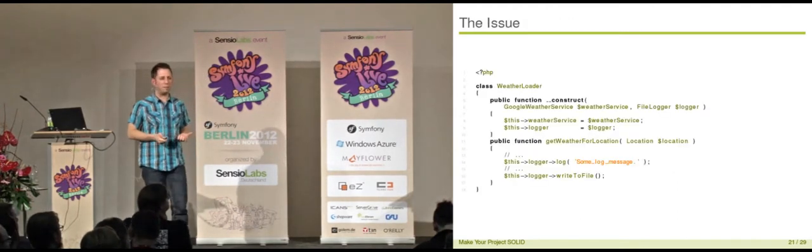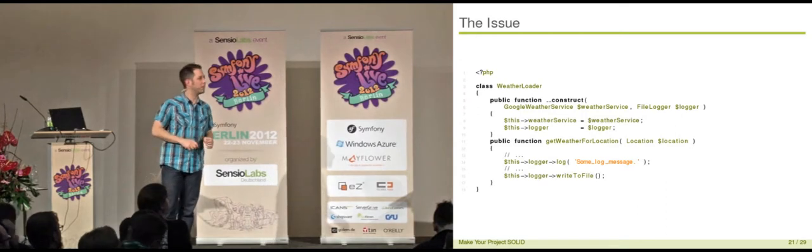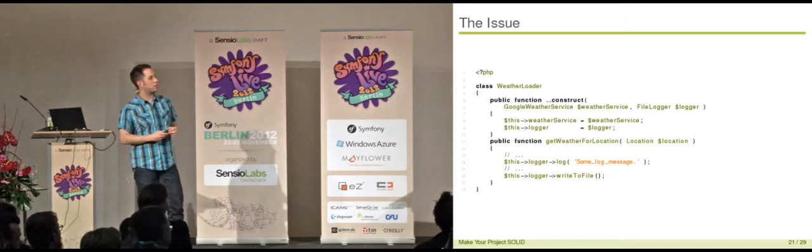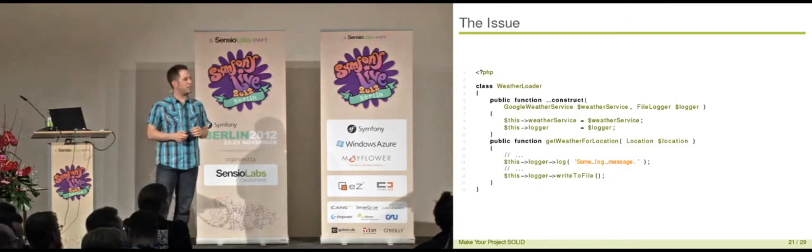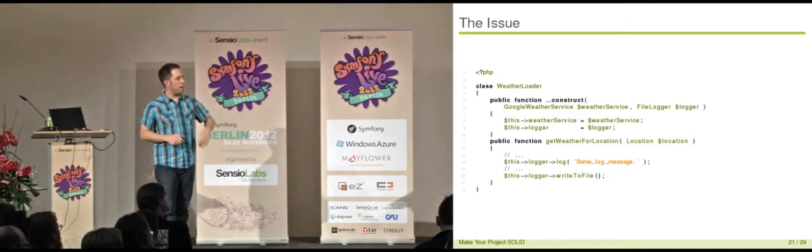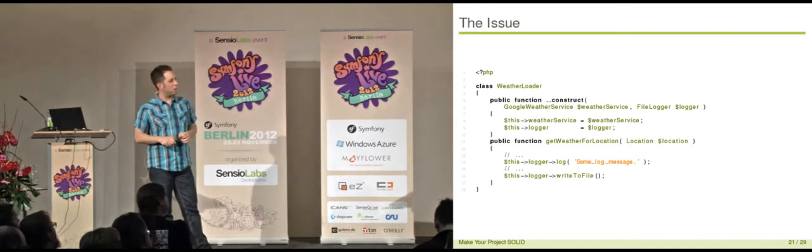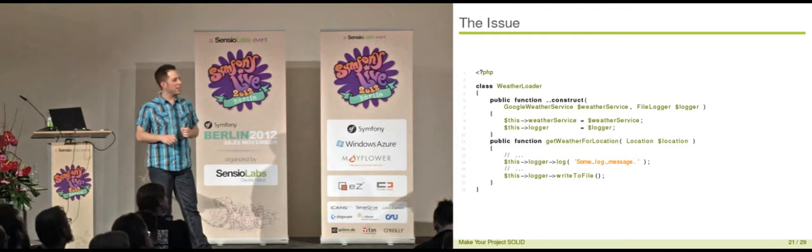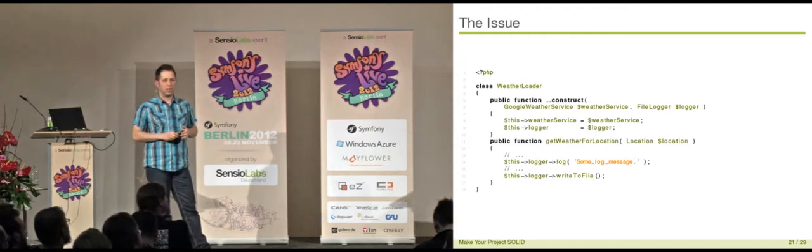Let's look into some code again, because that sounds really abstract. We have the weather loader again. This time it receives a Google weather service and a file logger. What it does with them is, I don't care about the Google weather service, but I care about the logger this time. So it does some logging, pretty straightforward. And at the end of the method, it tells the logger write to file. Anybody seen a problem here?